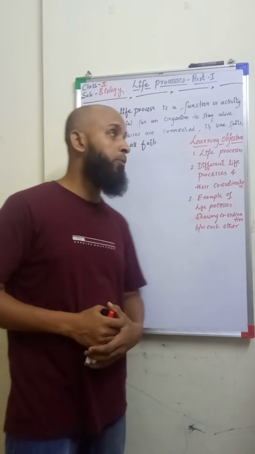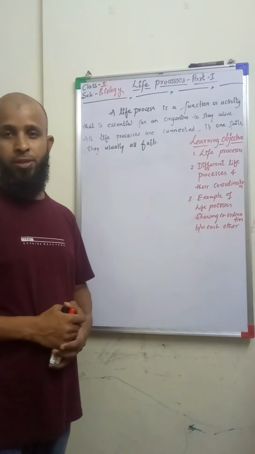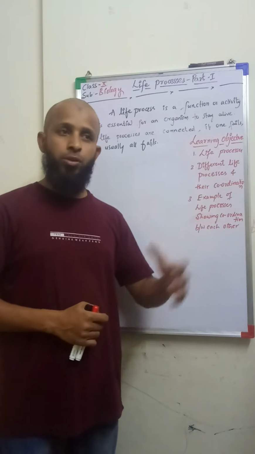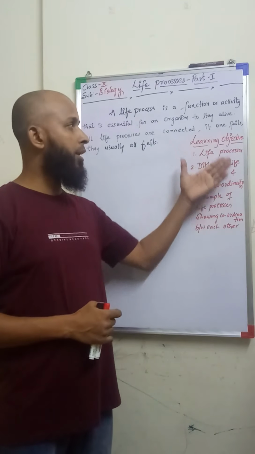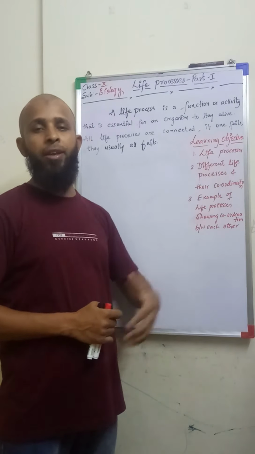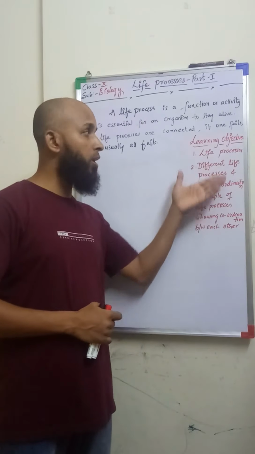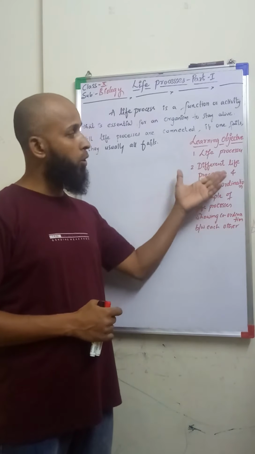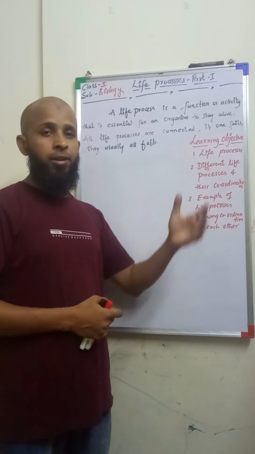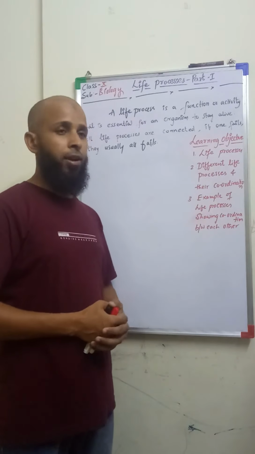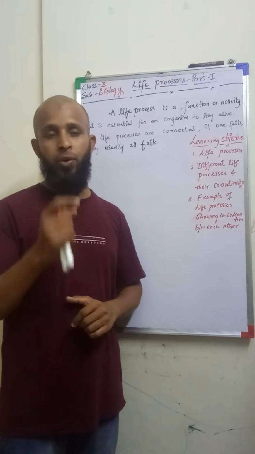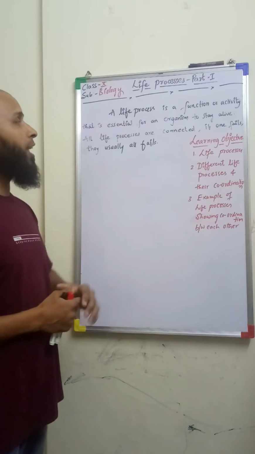Today in this video I am going to cover the chapter called Life Process, part 1. I am going to explain different things. The learning objective of this chapter is that you have to know the meaning of life process. I will explain what a life process is, the different life processes and their coordination, and I will finish this video with an example of life processes showing coordination between each other. Okay, let's start.